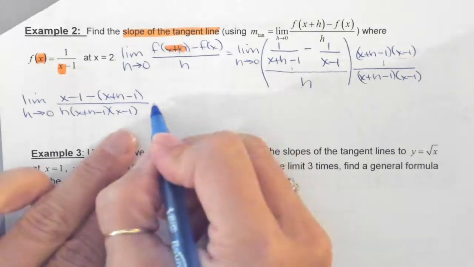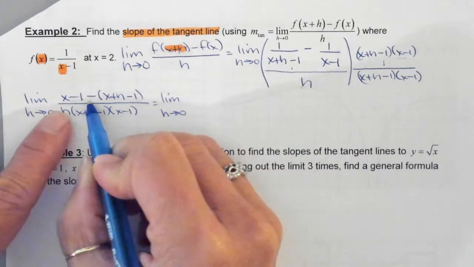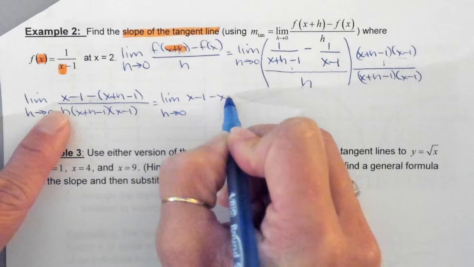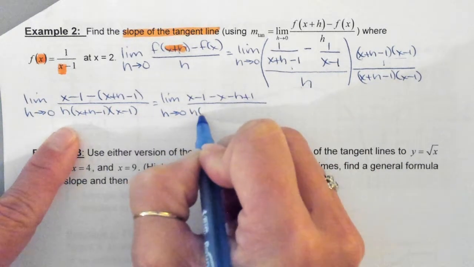Okay. So we have the limit as h approaches 0. I'm going to distribute this negative. x minus 1 minus x minus h plus 1. Leave the bottom and just rewrite it.